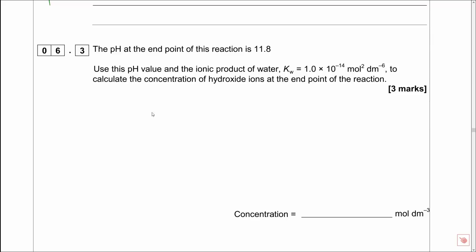So we're going to have to work backwards on this one. We know that the pH is 11.8, so we have to work out the hydrogen ion concentration, and that's 10 to the power of minus pH. In this case, that's 10 to the power of minus 11.8, and that's going to give us 1.58 times 10 to the minus 12.